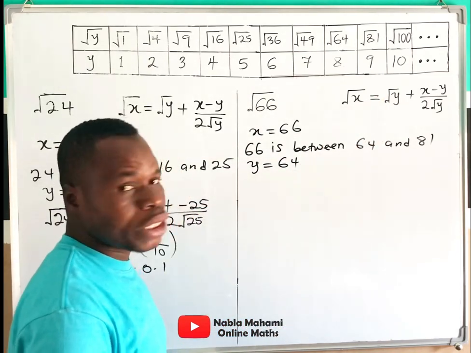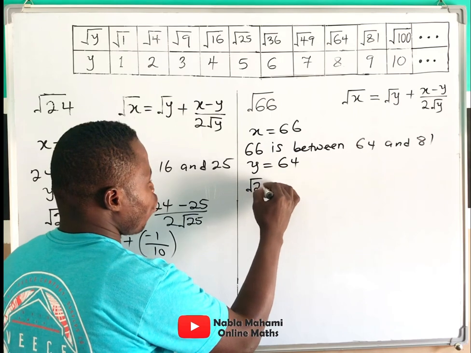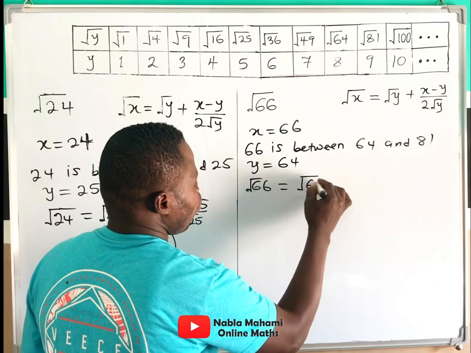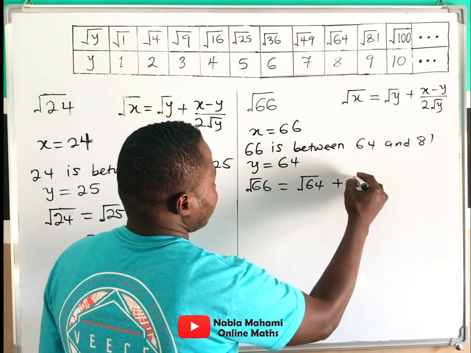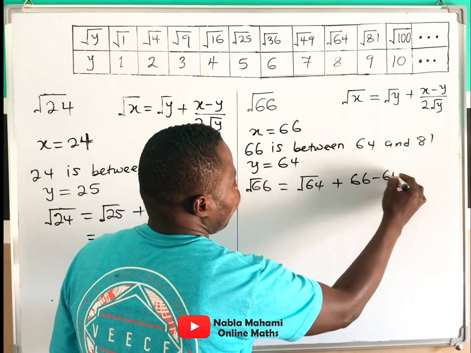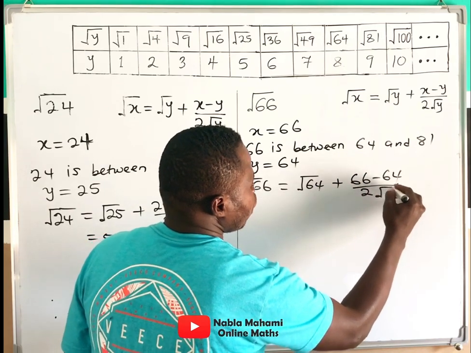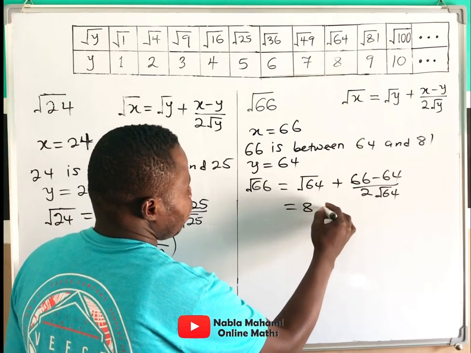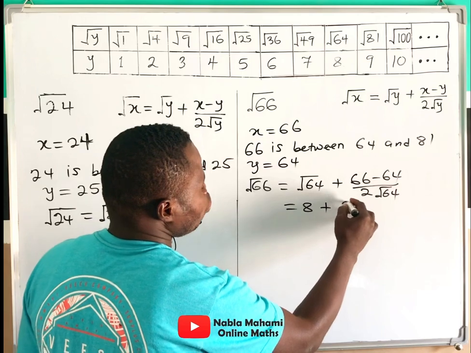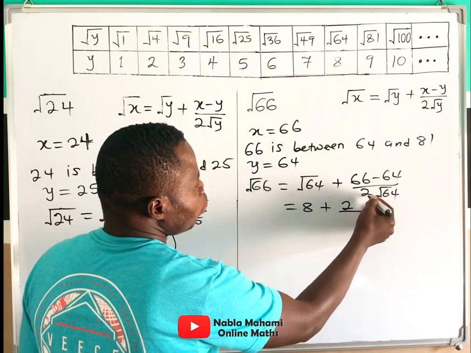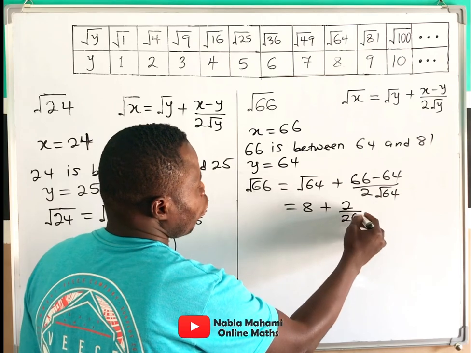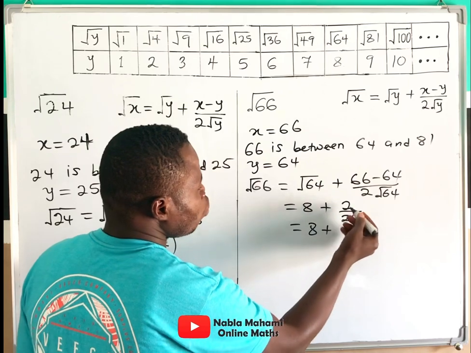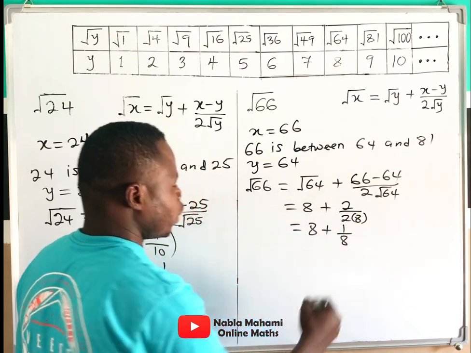Then to use the algebraic equation there, I will have square root of 66 is equal to square root of 64, because y is now 64, plus (66 minus 64) all over 2 root 64. I'm just substituting the x and y values. Square root of 64 is 8, plus 66 minus 64 is 2, over 2 multiplied by square root of 64 which is 8. Then I'll close it this way. Then to continue, I'll have 8 plus, these two will take away these two. I'll now have 1 over 8.